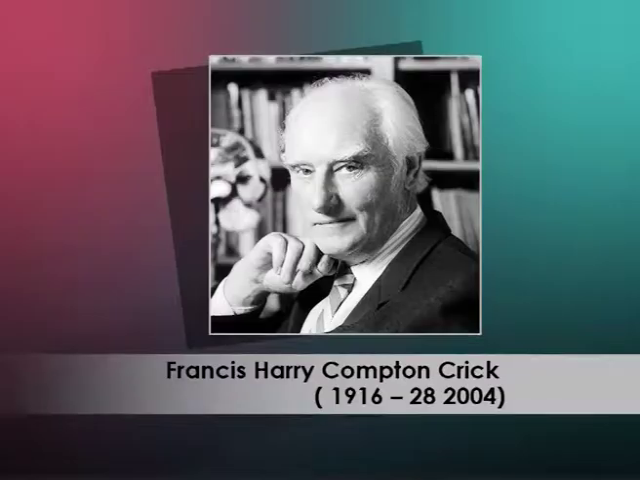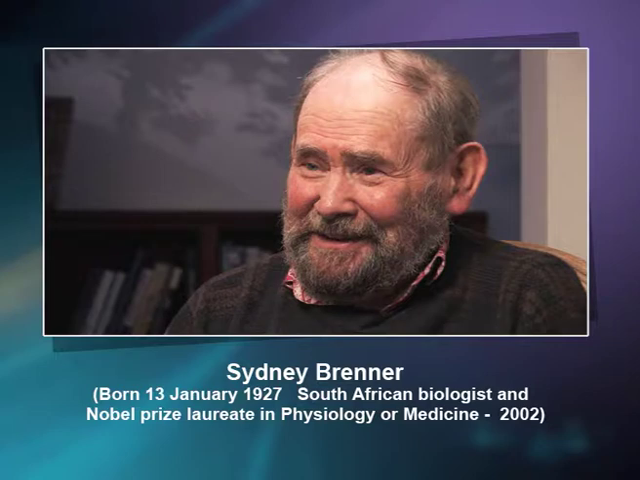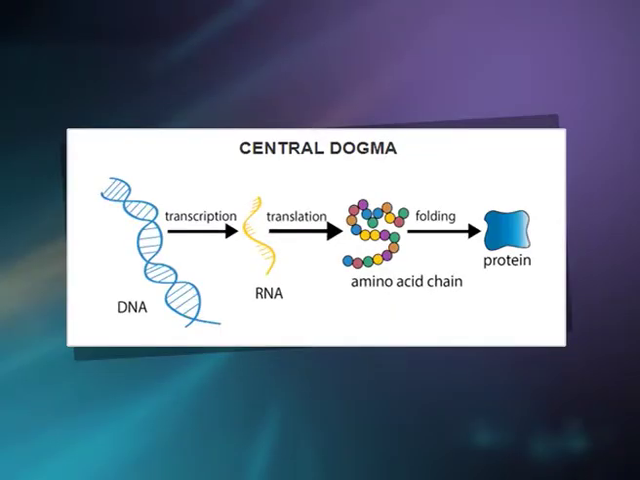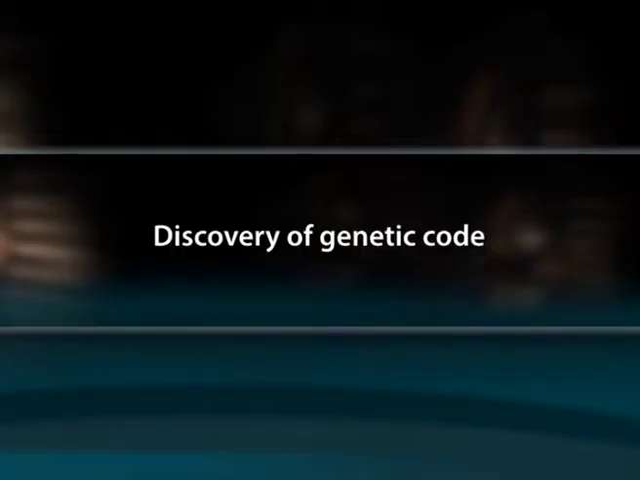Francis Harry Compton Crick, a British molecular biologist, played a crucial role in research related to revealing the genetic code along with Sidney Brenner. He is widely known for the use of the term central dogma. The central dogma of molecular biology states the flow of information is unidirectional. Discovery of genetic code: genetic code is the nucleotide base sequence on DNA and subsequently on mRNA by transcription, which will be translated into a sequence of amino acids of the protein to be synthesized.